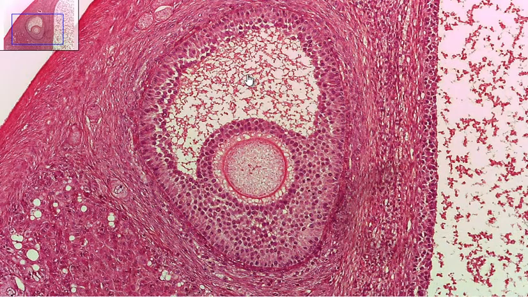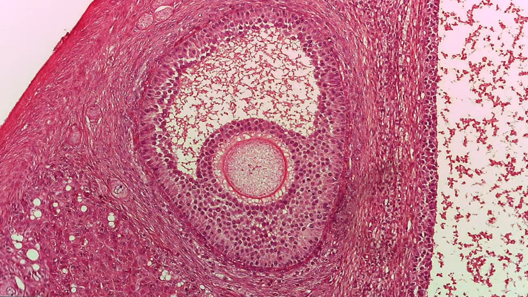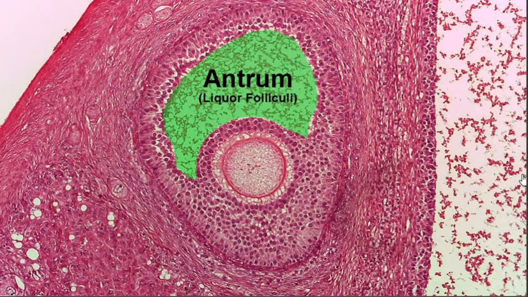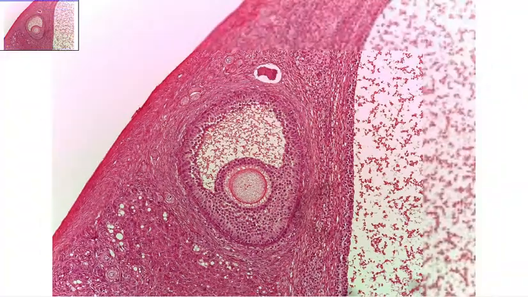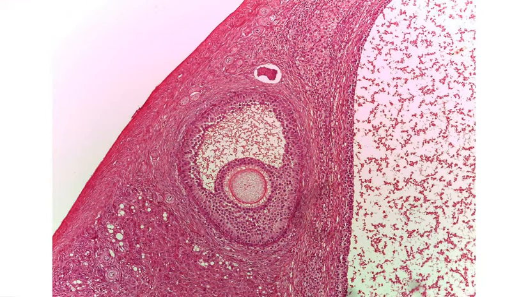As we mentioned earlier, the antrum now is forming into a larger antrum, and the antrum itself is filled with liquor folliculi. So this is going to be a late secondary follicle. It's going through the developmental or the maturation process.